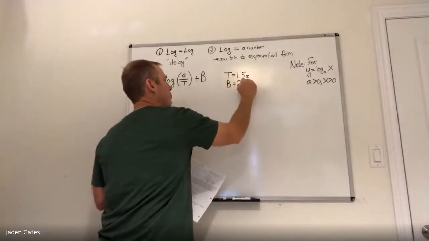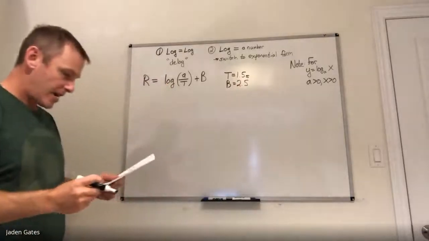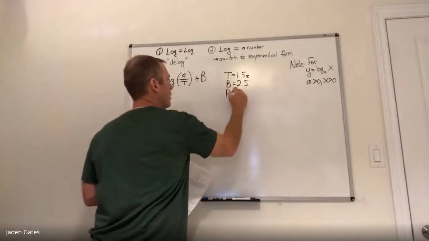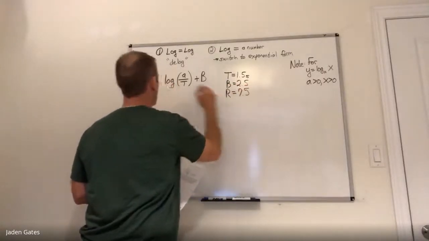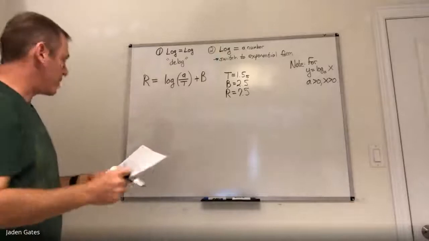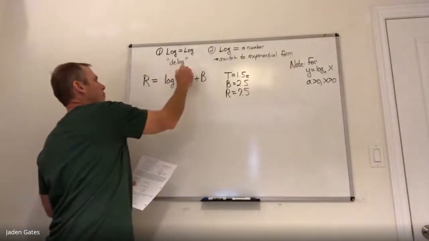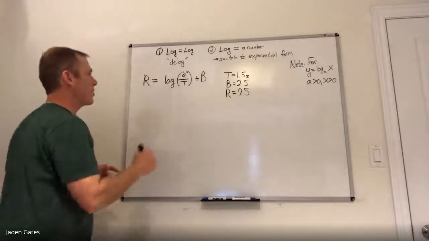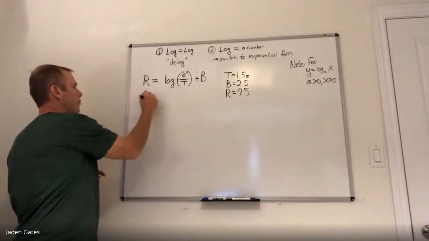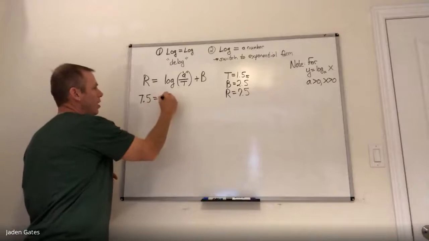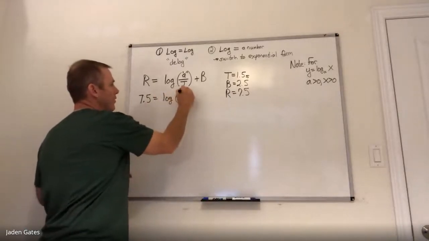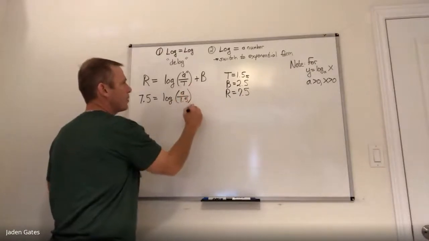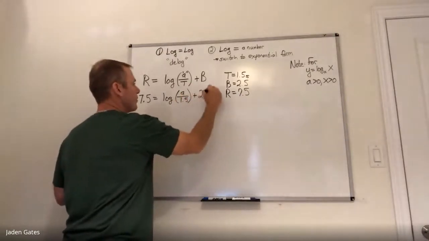In the question, 2.5 is our weakening factor, and it measures 7.5 on the Richter scale. So I know that's R, and we're looking for A. The first thing I'm going to do is substitute all this information in. So I have 7.5 is equal to the log of A, because that's what we're trying to find, over 1.5, plus B, which is 2.5.